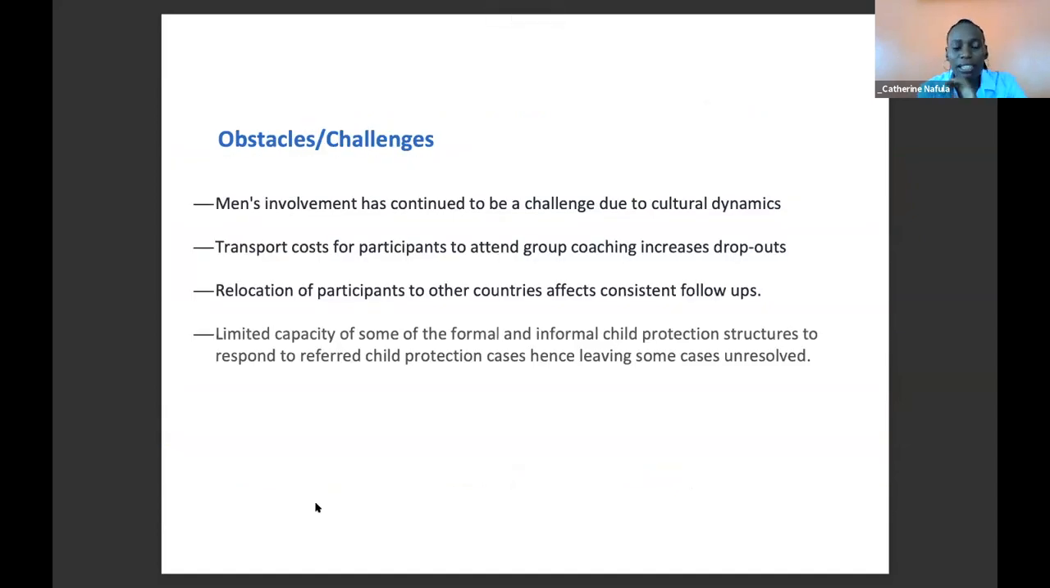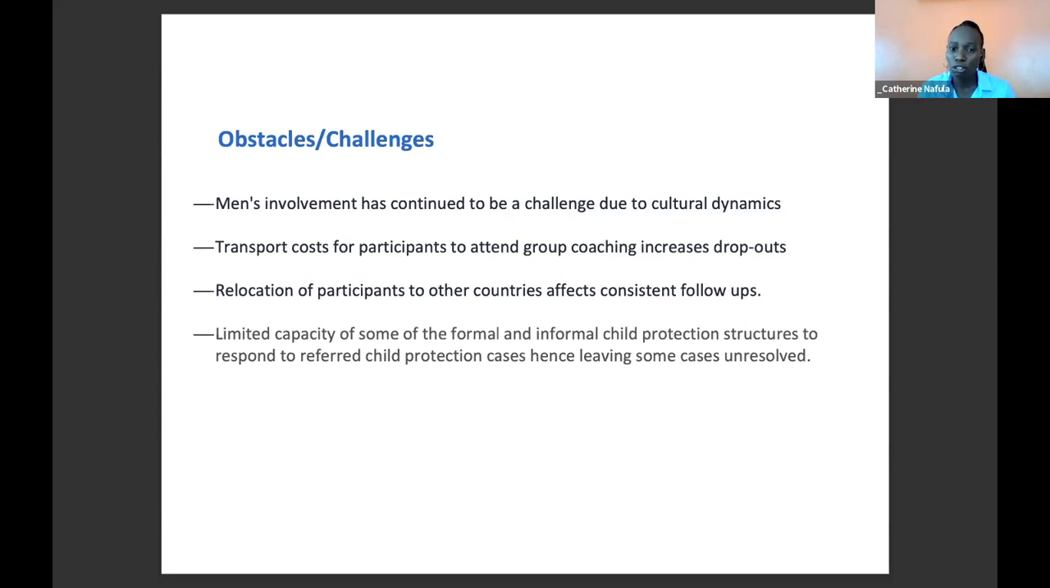Next slide, please. So some of the obstacles and challenges that we have faced while implementing the activity is that men's involvement has continued to be a challenge due to cultural dynamics. In the setting that we are working with, especially in the African setting, because of the cultural dynamics, when it comes to decision-making, it is really hard for men to sit down and decide together. When it comes to planning together with the household, it is really hard. Also, because of their routine work, it is really very complicated to get them seated in one area and avail to them the coaching topic.